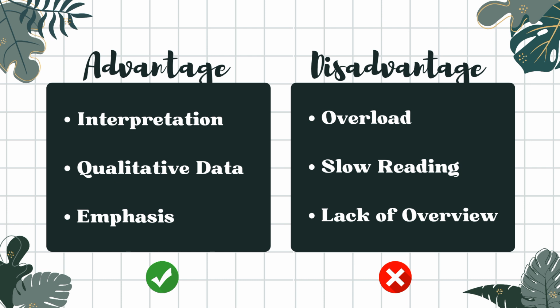The second one, qualitative data. It's the best way to integrate non-numerical findings. For example, student feedback. And last, emphasis. You can directly emphasize the most important result you want the audience to see.